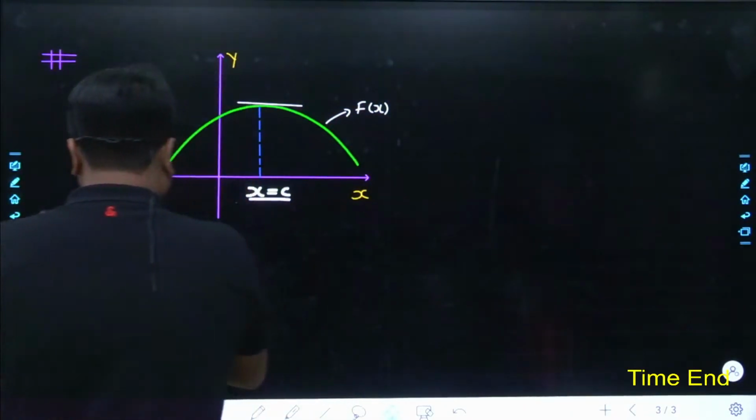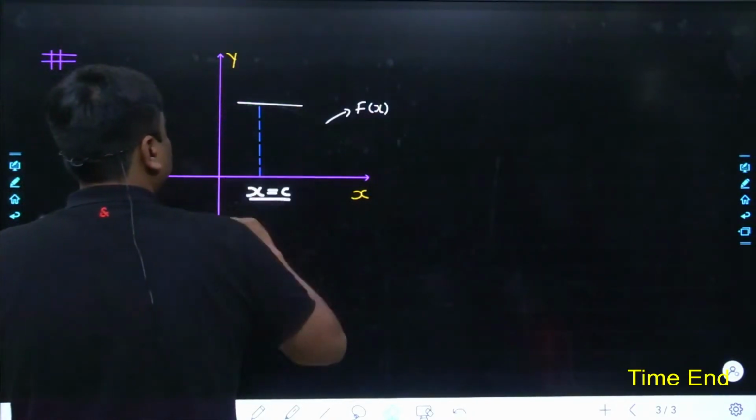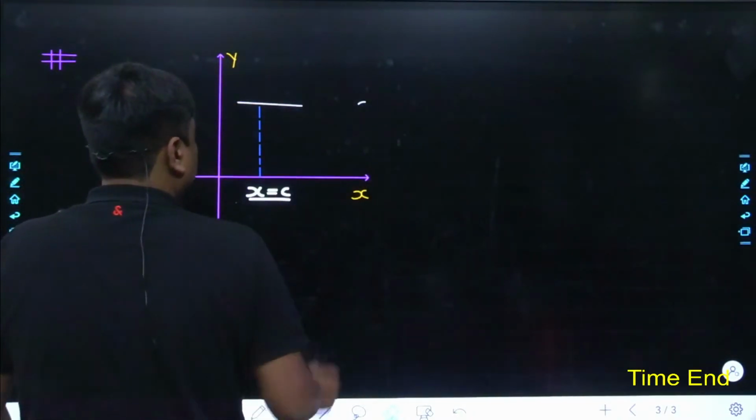Again, I would be changing the structure of f of x a bit, and from there we will try to learn something new.